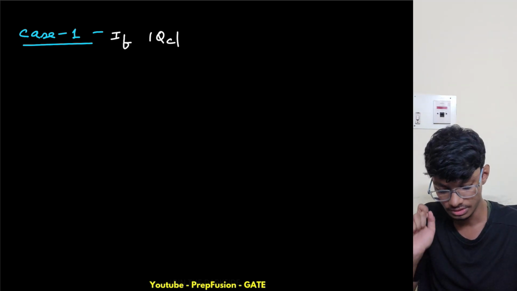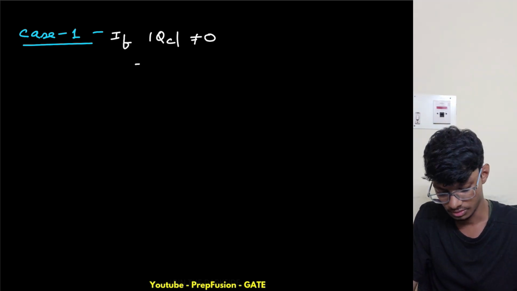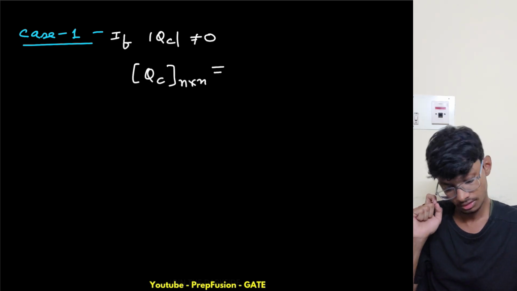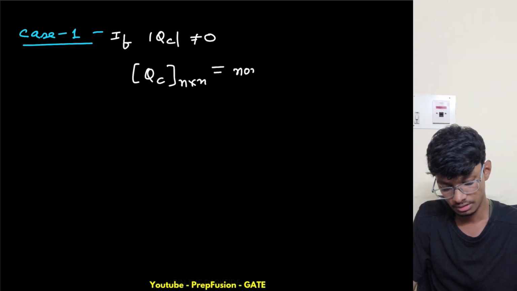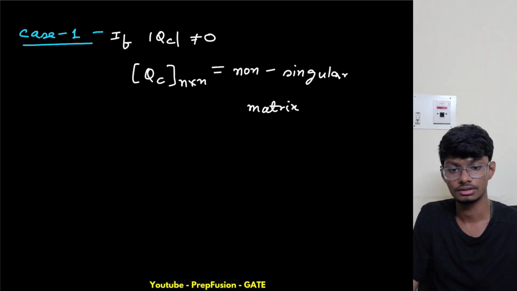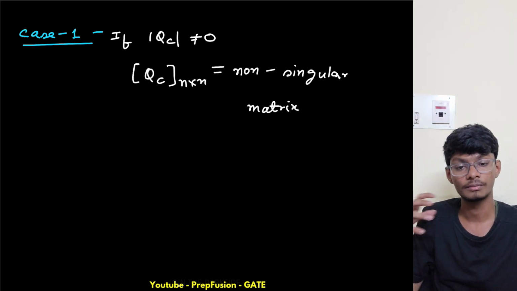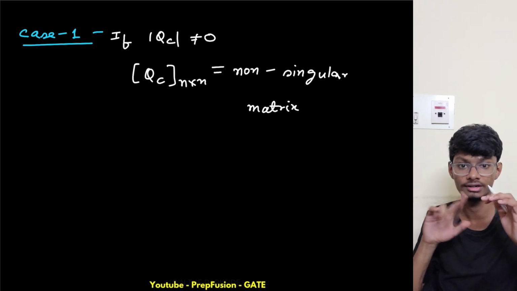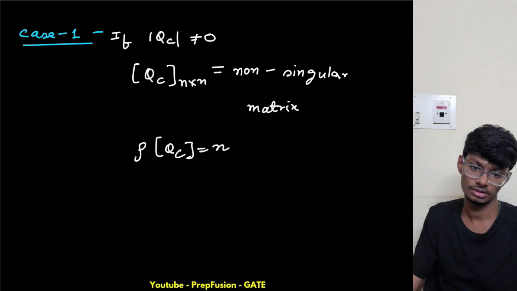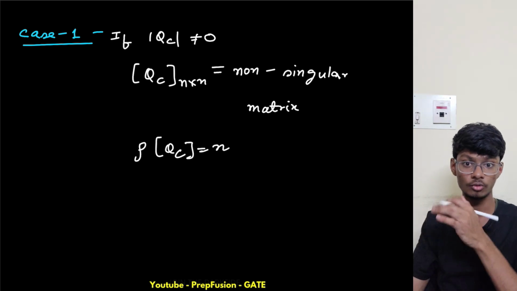So my determinant of QC should not be equal to 0, right? QC is an n cross n matrix. What does that mean? The determinant is not equal to 0, which means it is a non-singular matrix. If the determinant is not 0, then what will be the rank? The rank will be full, basically the order. So the rank of this matrix QC will be n only.